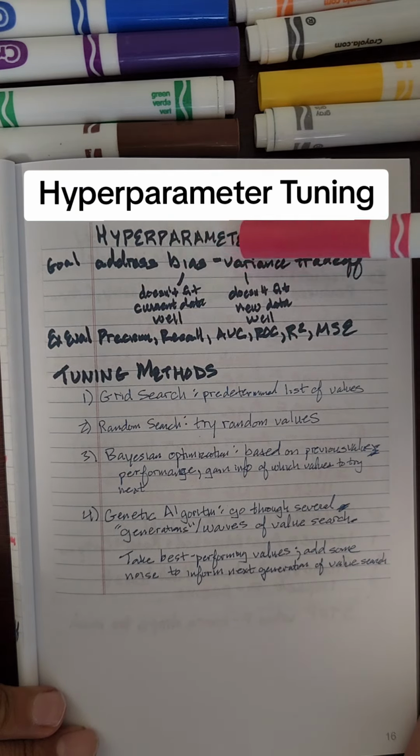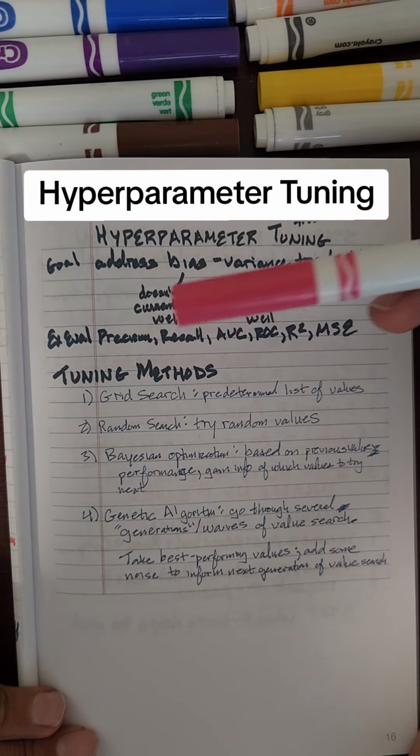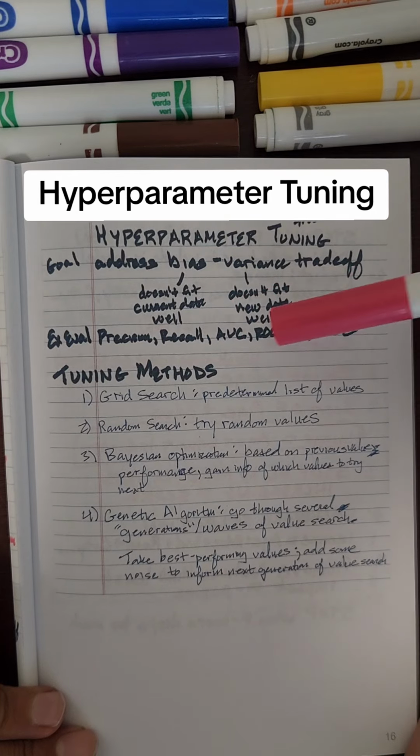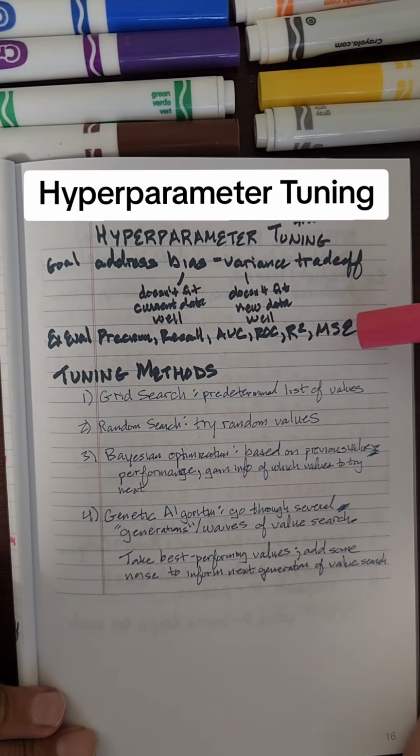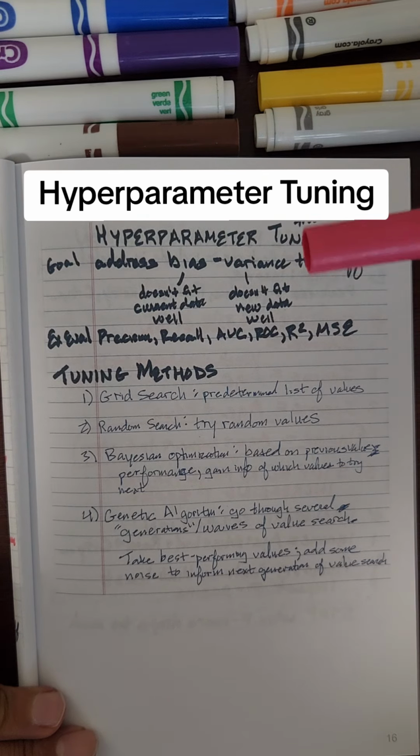And then when you're evaluating the bias variance trade-off, there's a couple different methods depending on which model you're looking at. So example evaluation methods are precision, recall, area under the curve, ROC curve, R squared, mean squared error, etc., etc. So in some models, you do get parameters that you can tweak.